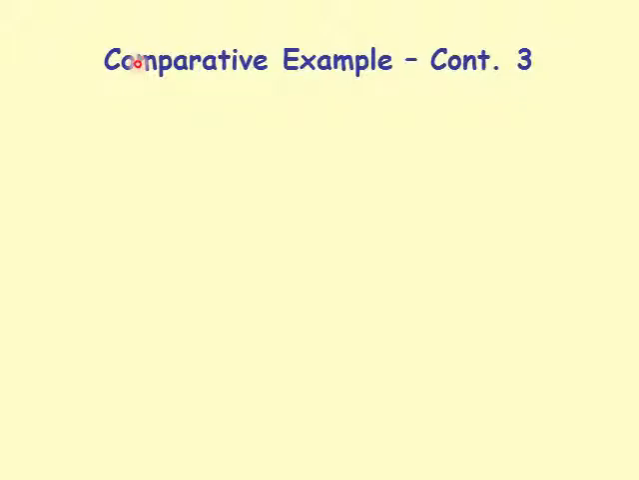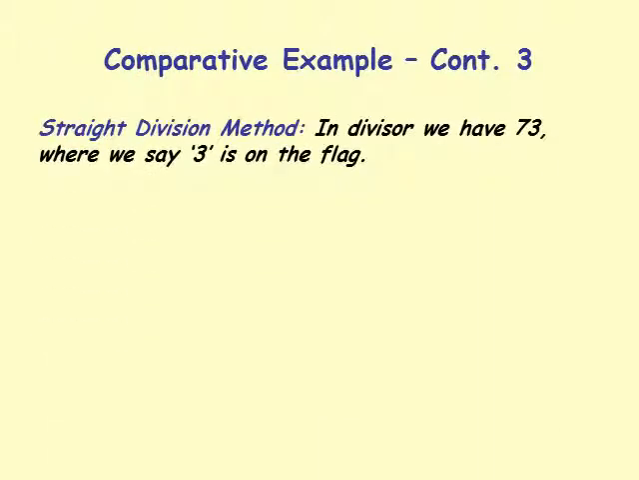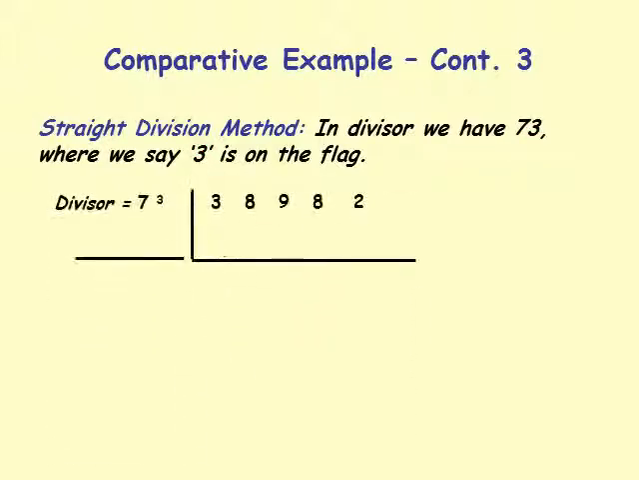Let's continue with our comparative example. Now we do the straight division method. The divisor is 73, where we say 3 is on the flag. We use the left digit for division, and the 3 we put away for a while, on the flag. So first, the setup: 38982 is the dividend and 73 is the divisor.